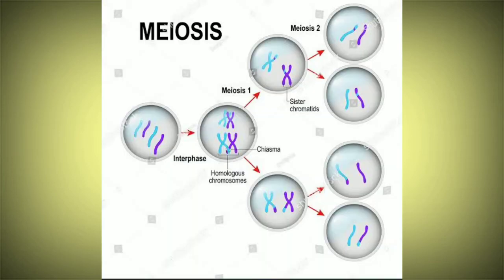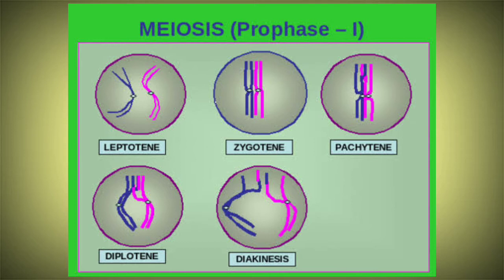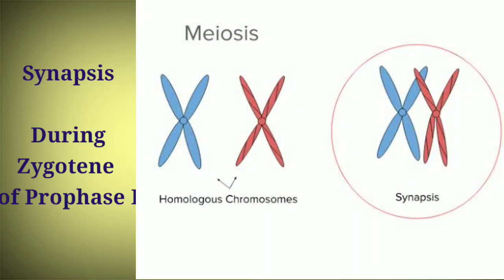As discussed earlier, meiosis completes with 2 steps, meiosis I and meiosis II. During meiosis I, the first step is prophase I. This prophase I is also divided into 5 stages: leptotene, zygotene, pachytene, diplotene, and diakinesis. So prophase I is a very significant step during meiosis I of the cell division.